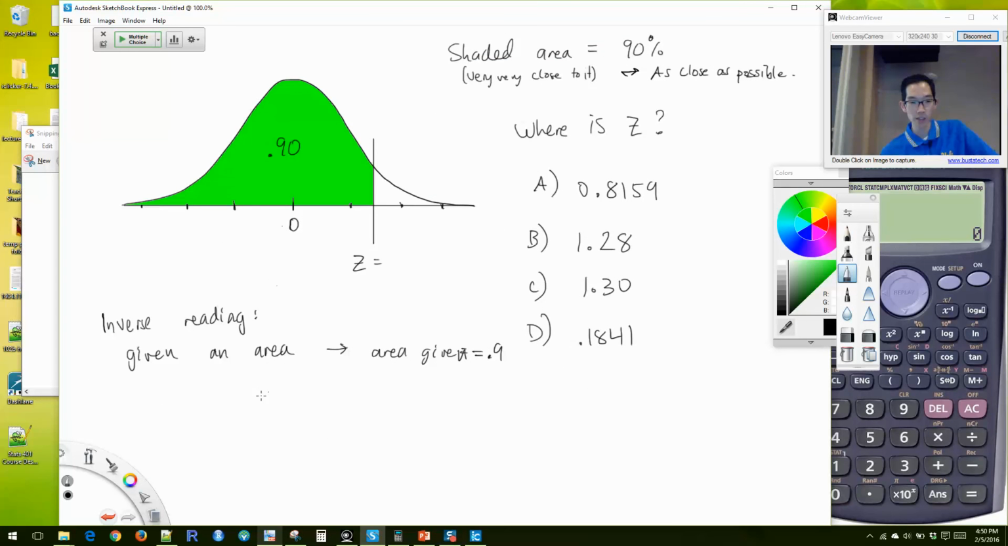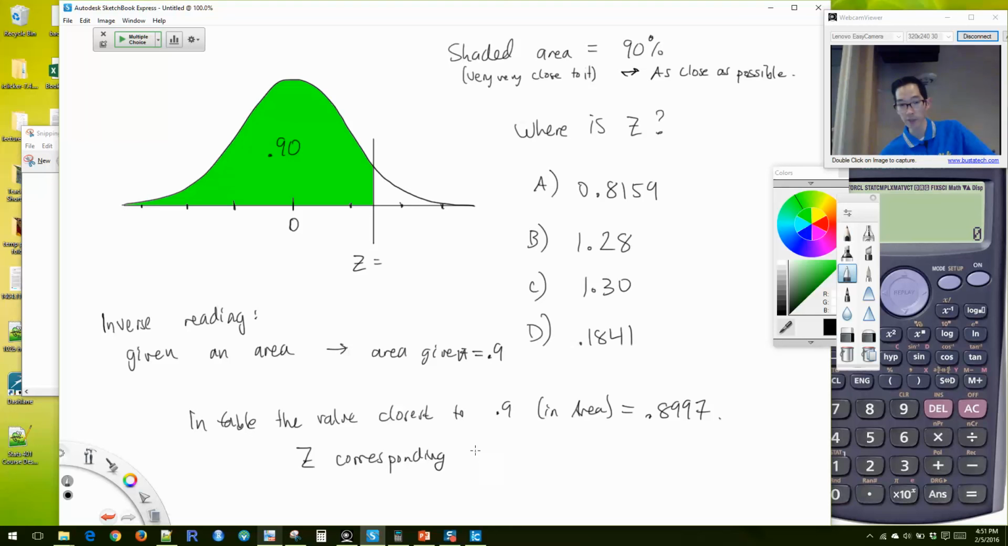So in the table, the value closest to 0.9 in the area is equal to 0.8997. The z corresponding to that is 1.28.